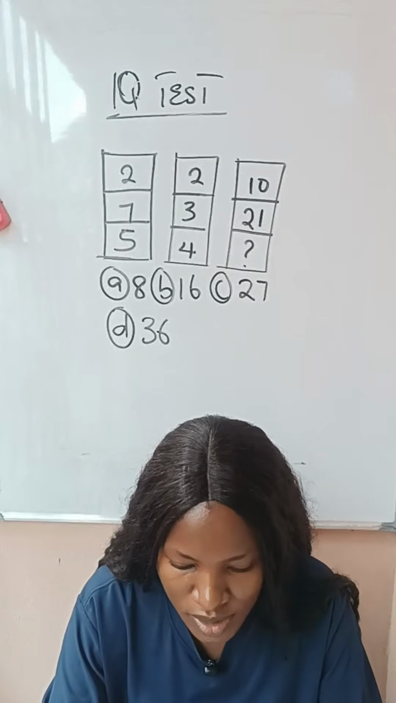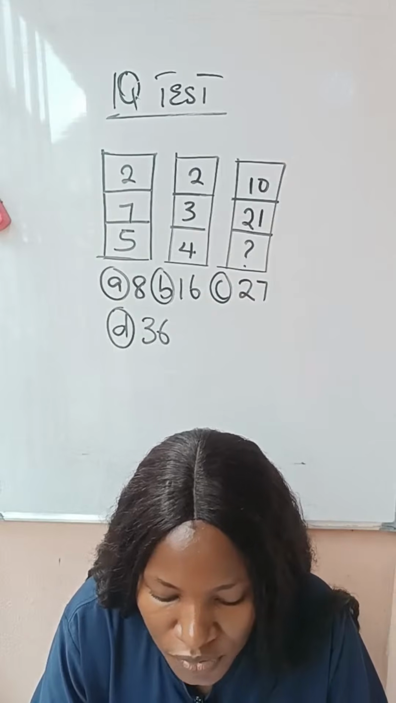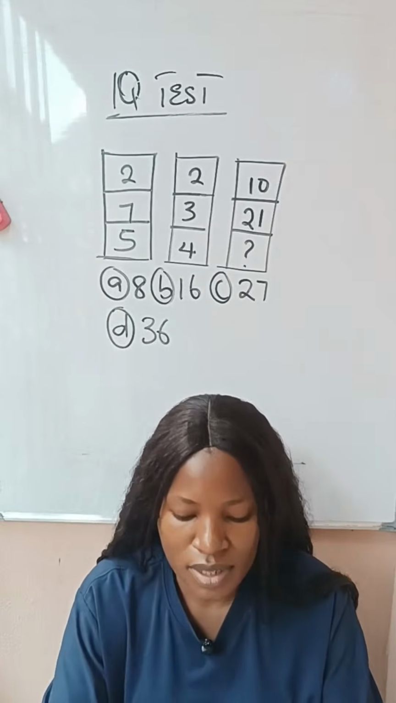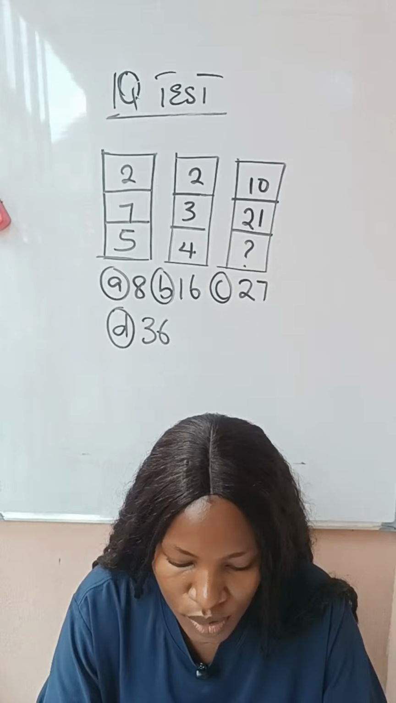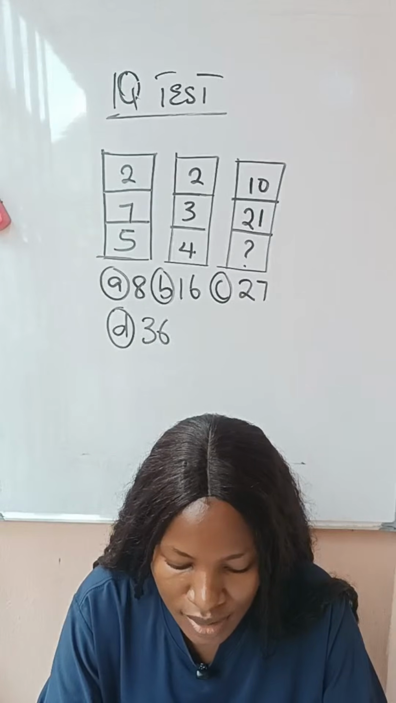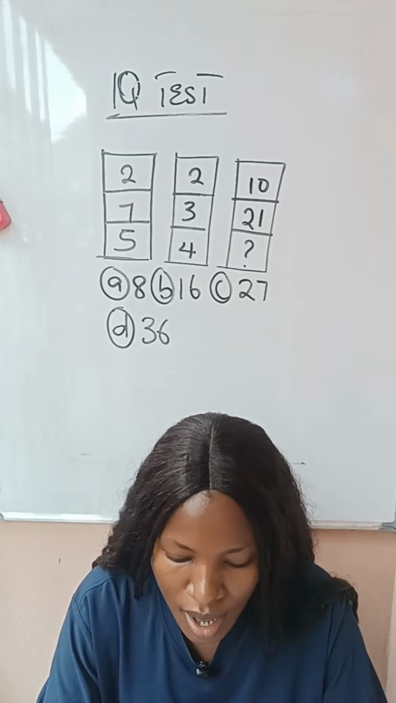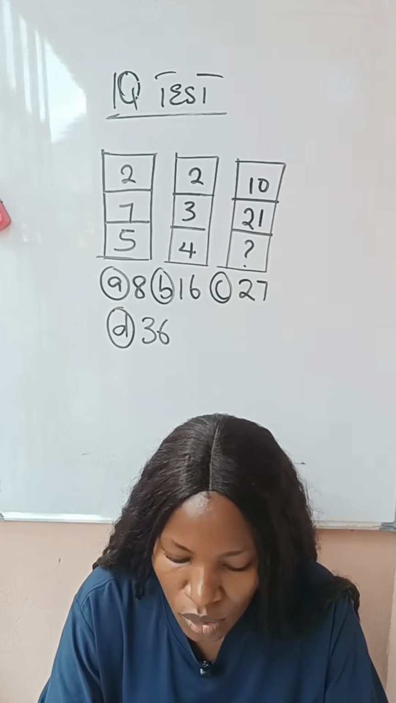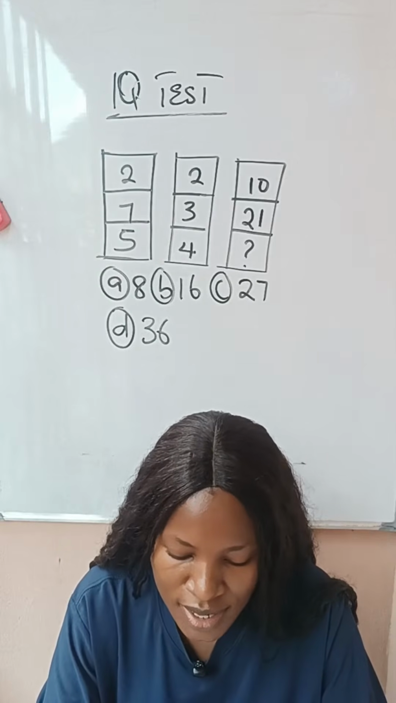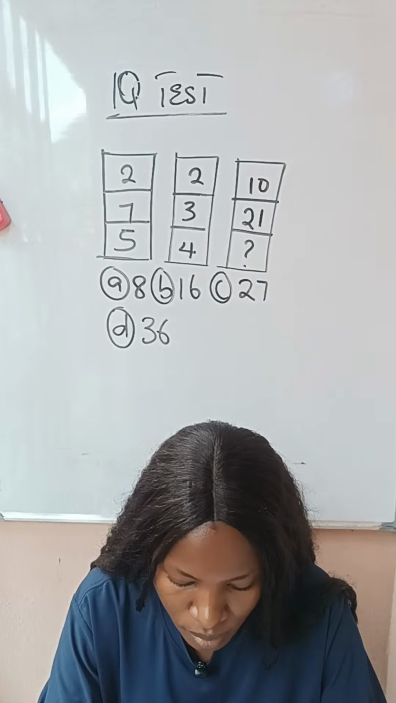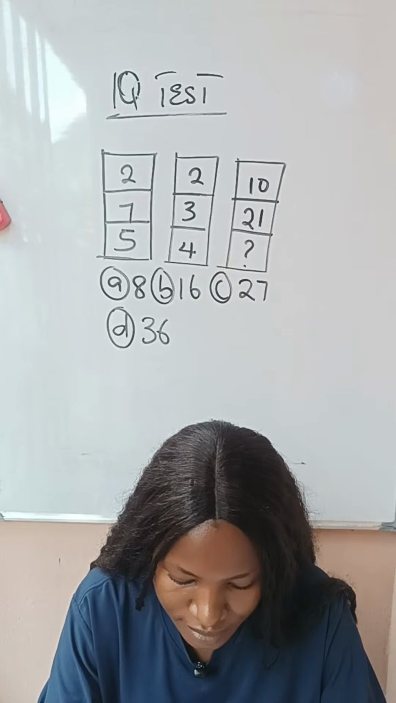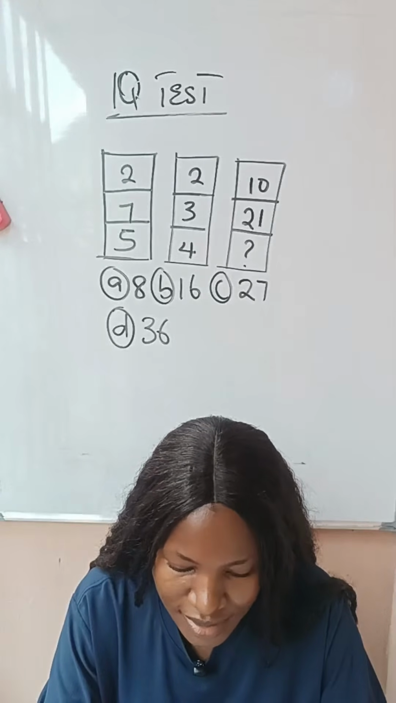Daniel says, what are those? Yeah, we have numbers: 275, 234, 10, 21. And we have a number missing on the last row. So the question says find the missing number. All right. So let's go, friends.